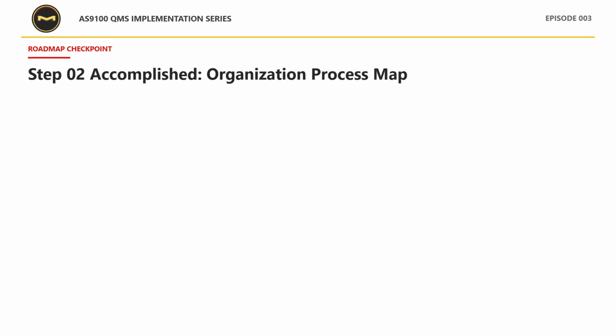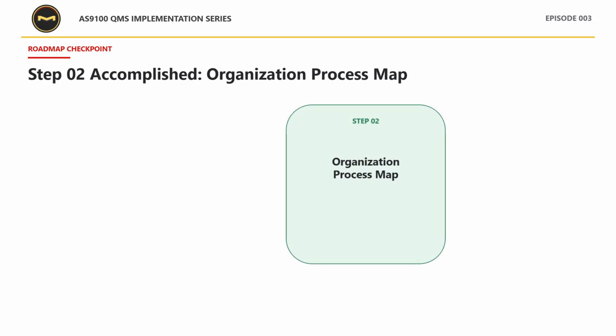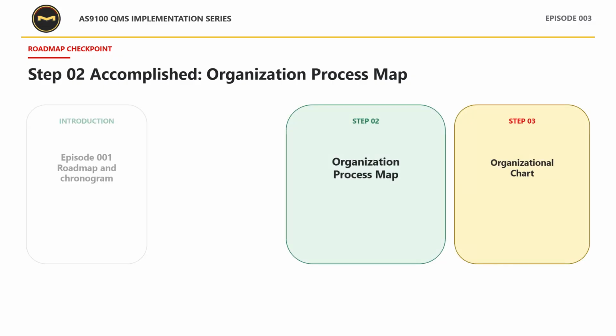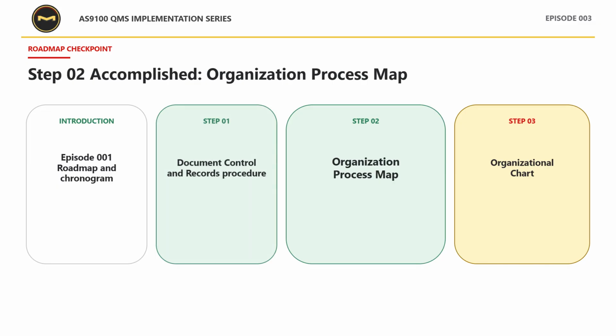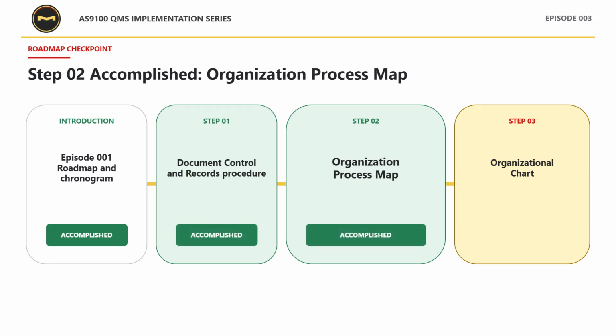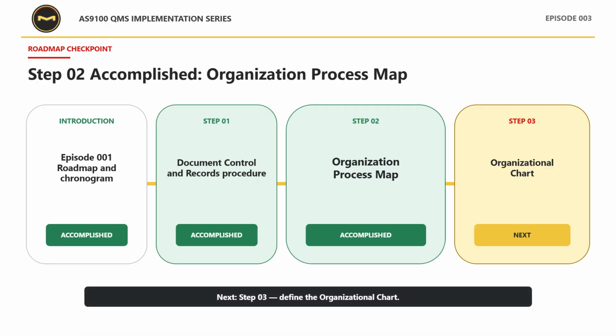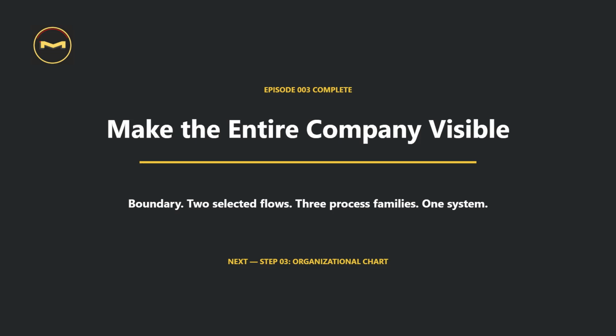With that verification complete, roadmap step 2 is accomplished. The organization now has one shared picture of its boundary, customer interfaces, process families, informational network, and material path. In the next episode, step 3 will build the organizational chart and assign authority around this system. That is the process map, one clear snapshot of how the complete company system works.